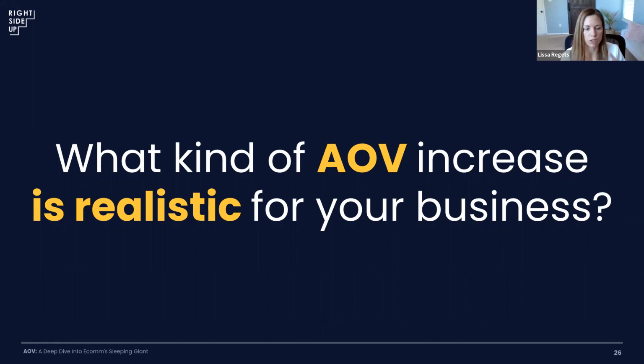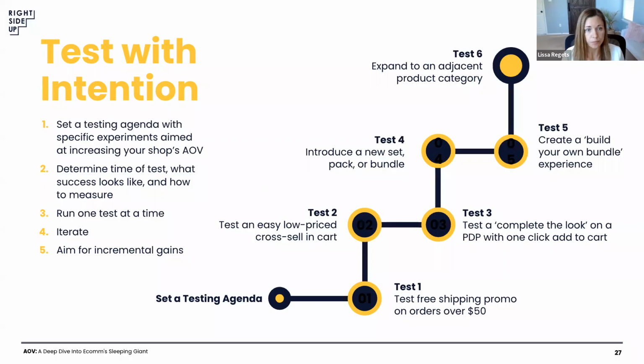It may be more realistic to go from 50 to 51, 51 to 53, and so on and so forth. So you want to just really be thoughtful about what makes sense for you and set realistic goals with your team that you can hit. Set a testing agenda. It's really, really important.